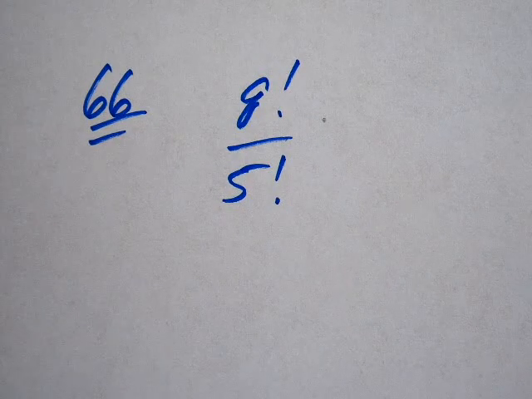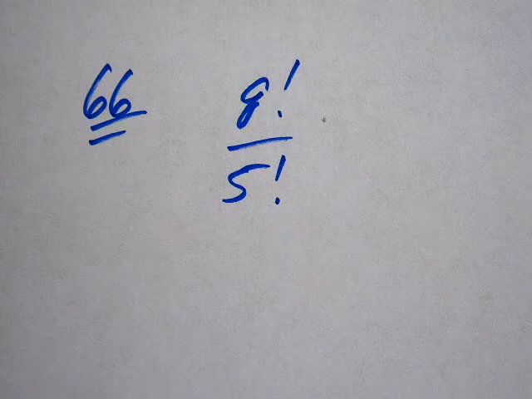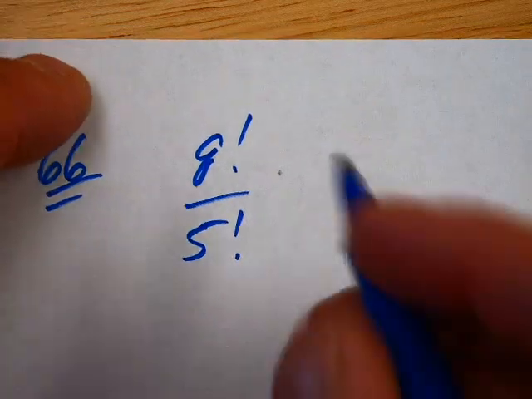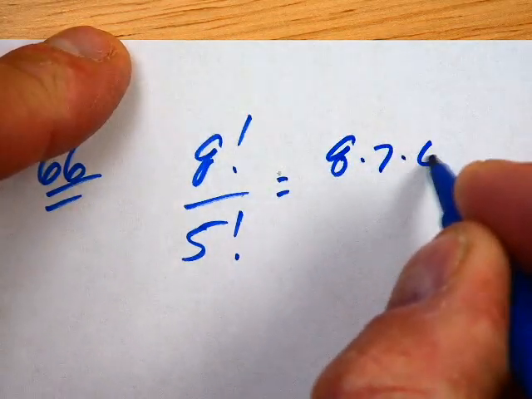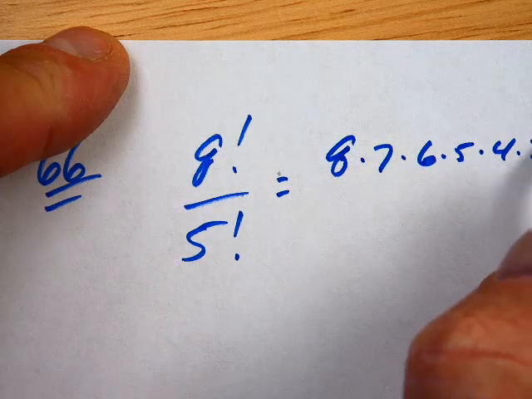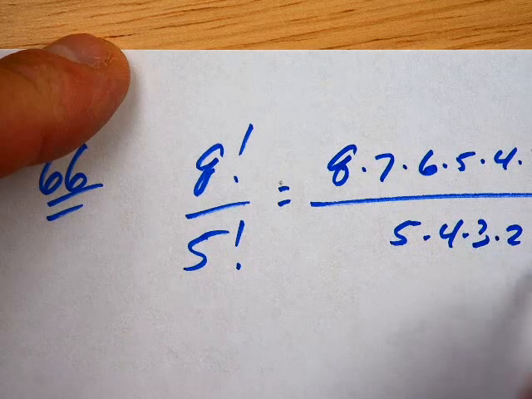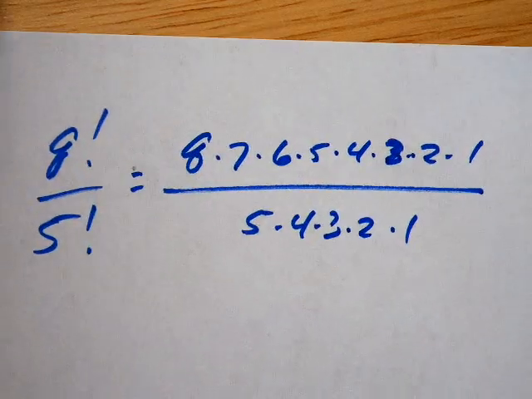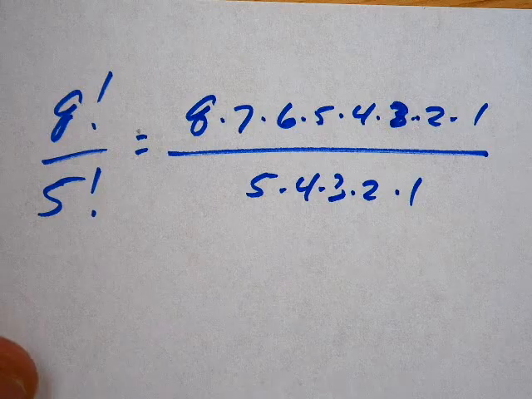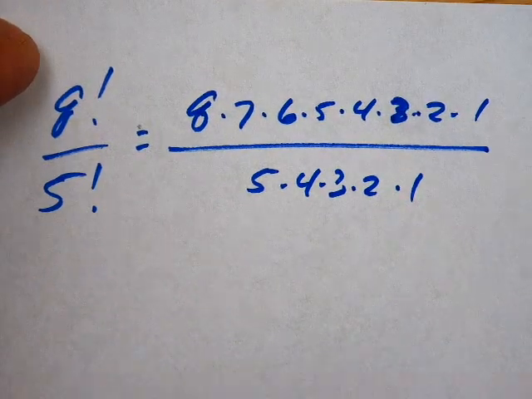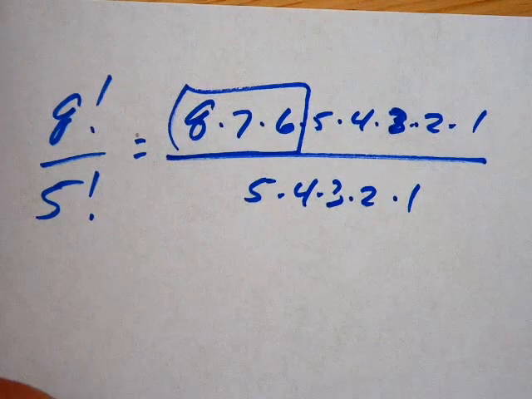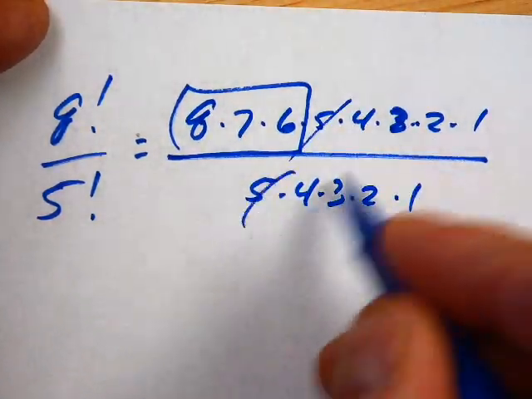Okay. So what we definitely could do is we could go ahead and multiply out the top, and we can multiply out the bottom. So we could just take our calculator and do 8 factorial, but you know what? There's a shortcut. Here's the way I look at it. I got 8 times 7 times 6 times 5 times 4 times 3 times 2 times 1. On the bottom, I get 5 times 4 times 3 times 2 times 1. So before I grab my calculator and start calculating, what can I do? 8 times 7 times 6, and then we're done. Everything else cancels.